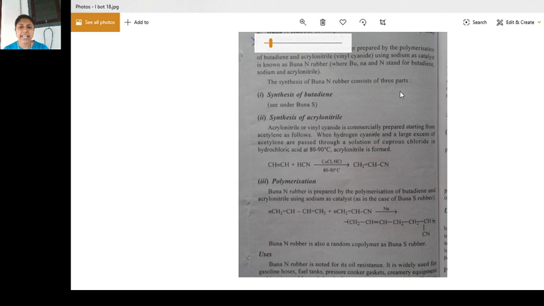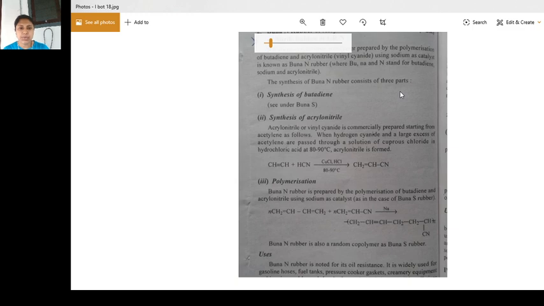The hydrogen cyanide and a large excess of acetylene are passed through a solution of cuprous chloride in hydrochloric acid at about 80 to 90 degrees Celsius, and we get acrylonitrile. So that is the formation, or the synthesis, of acrylonitrile.